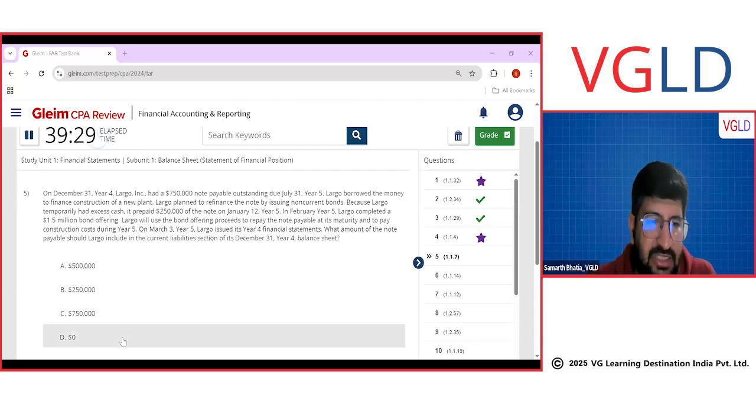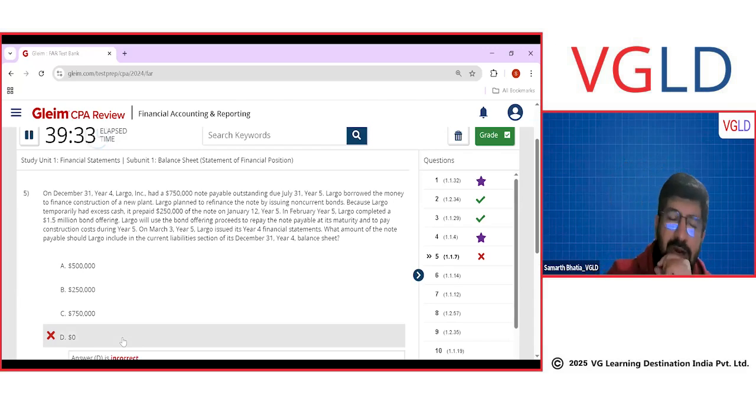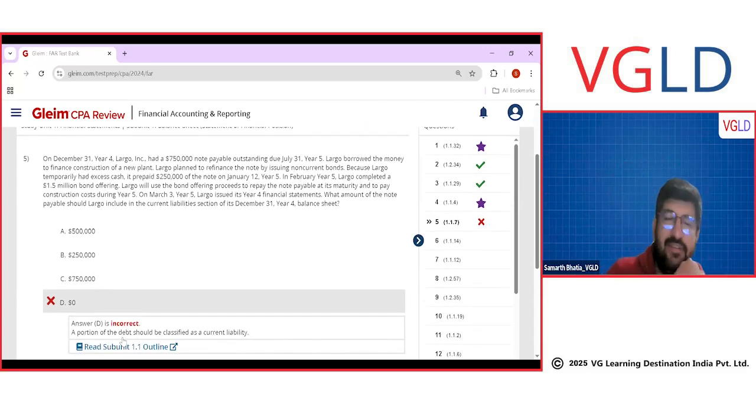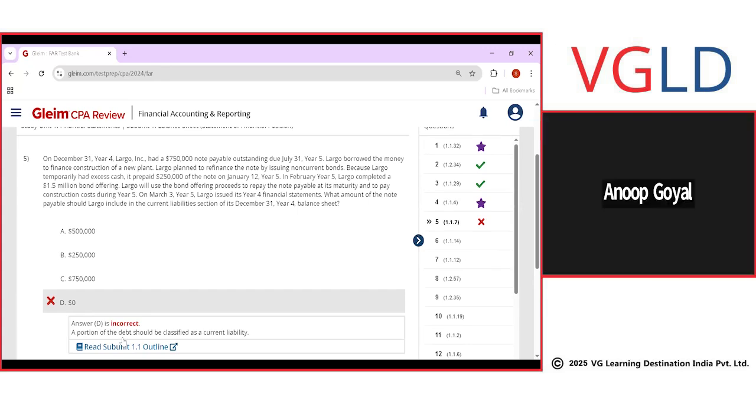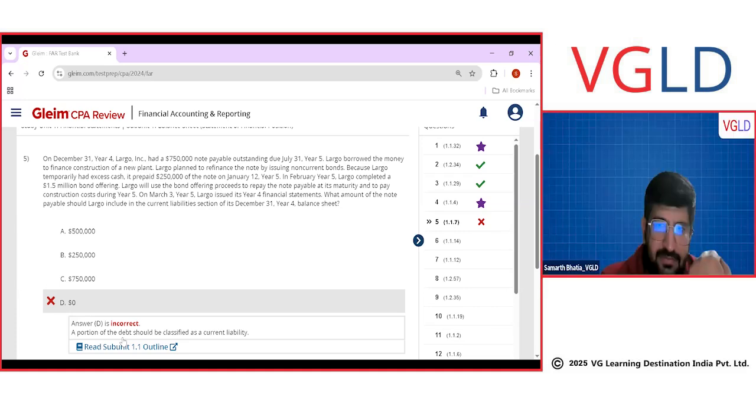Okay, so let's try option D first. It's not a correct answer. I don't know why everyone is saying option D is the answer. You will only show $0 in your answer as a current liability. But 0 is not the correct answer.